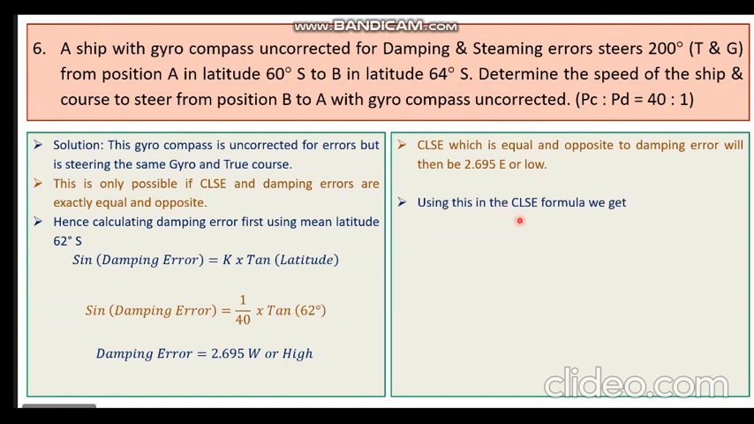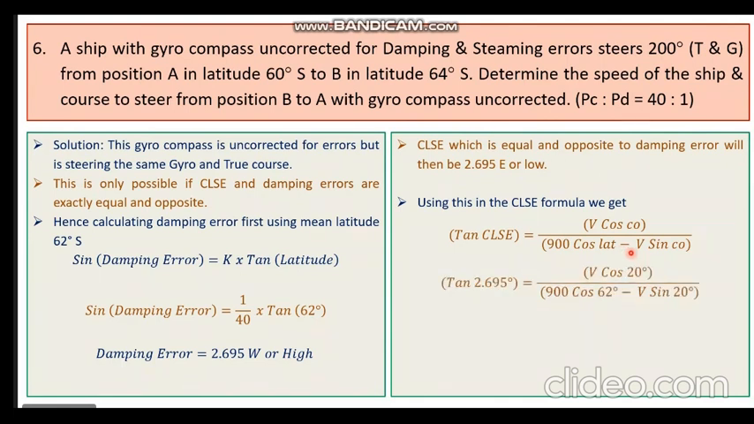Now using this in the steaming error formula, we will get the steaming error formula is tangent of CLSE is equal to V cos course divided by 900 cos lat minus V sine course. The negative sign is because we have a westerly component of the course. The course which is being steered is 200, which is south 20 degrees west. So whenever we have a westerly component, there is a negative sign in the denominator.